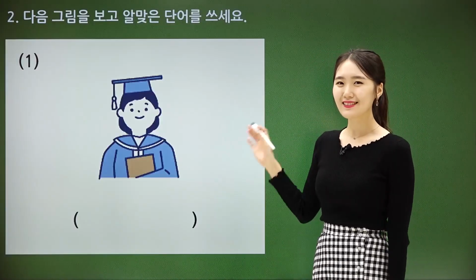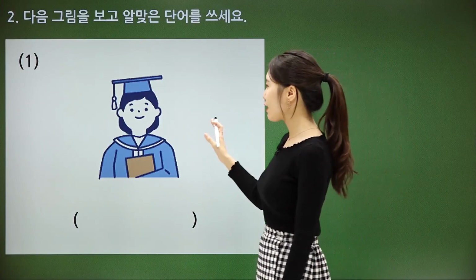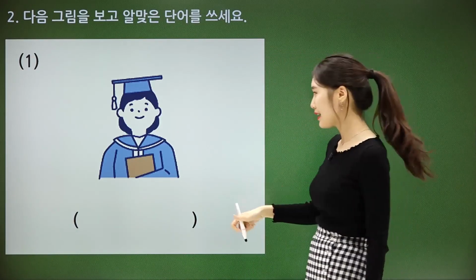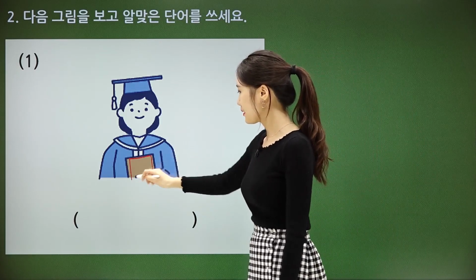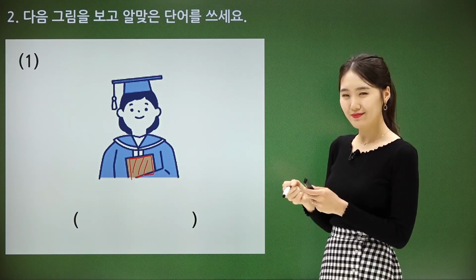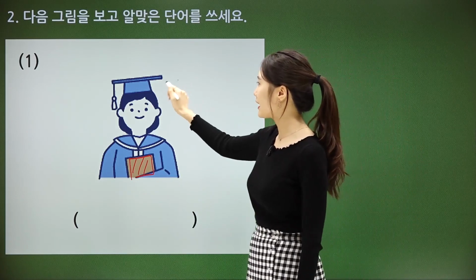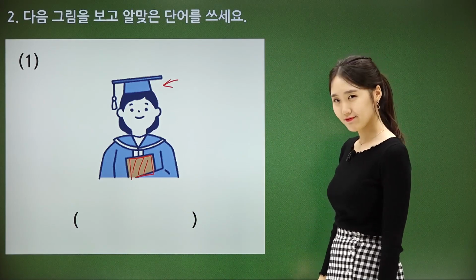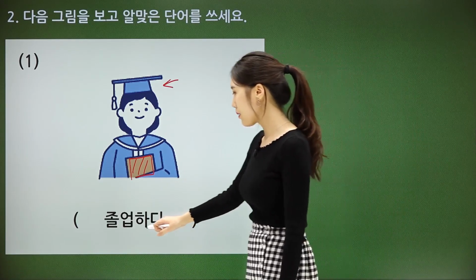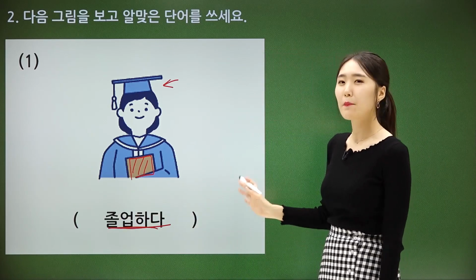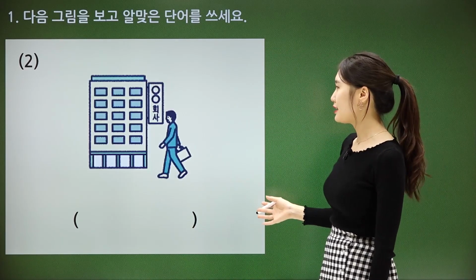Okay. So, second one here. Let's see our first picture. What is she doing? She has the hat and she has this one, which is your graduate sheet. So the form and graduate hat. So what do you say? Graduate. 졸업하다. Graduate. 졸업하다.